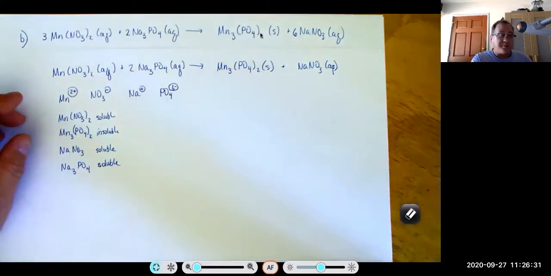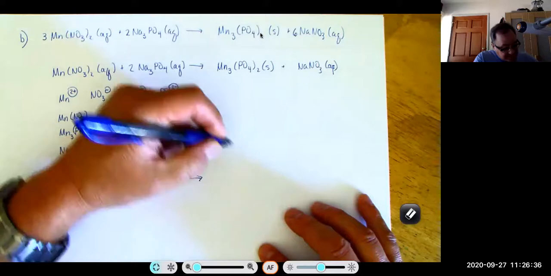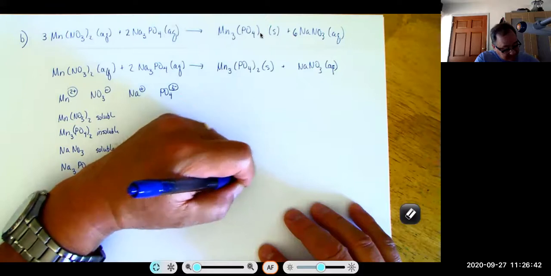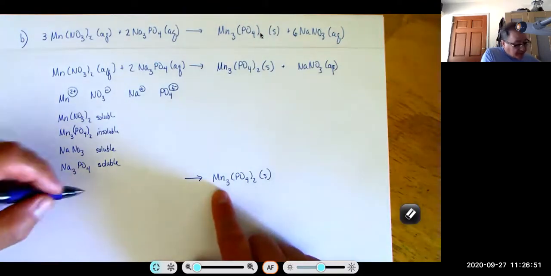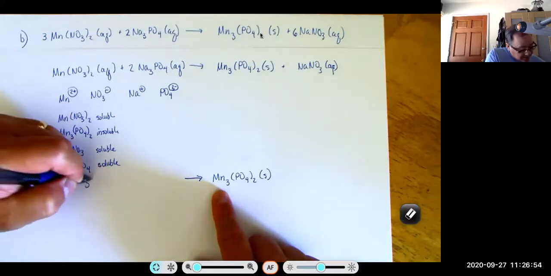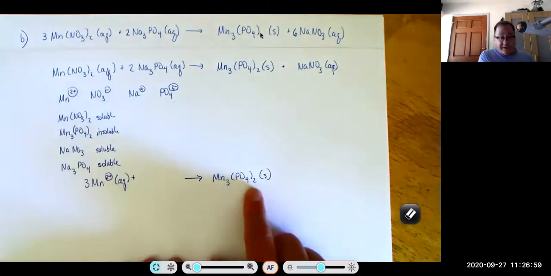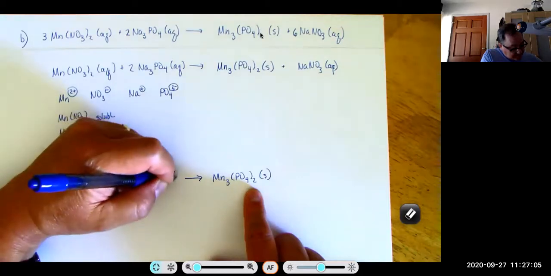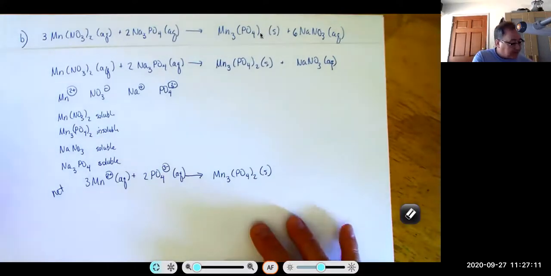But remember, we're all supposed to write the net ionic reaction. So what is the net ionic reaction? Remember, for these, this is the shortcut, and it's just much easier. Start with the solid. Then decide what ions you have. Looks like there's 3 manganese ions, and we know they have a +2 charge. And they mix with 2 phosphate ions. And they have a -3 charge. So this is your net, and this is the reaction.